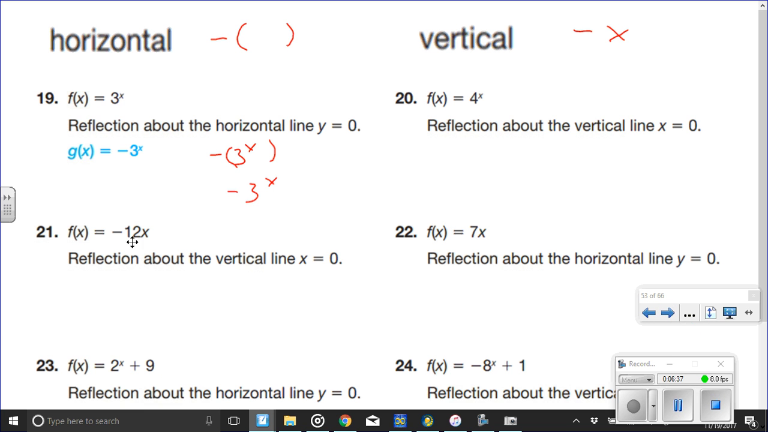Let's take a look at another example. On this one, we've got negative 12x, but the reflection is about the vertical line x equals 0, which is the y-axis. So to apply that, we will do a negative on just the x only. It's important to put it in parentheses because if you don't, it might look like subtraction. But keep in mind, we want to do a negative x times the negative 12. Since we have a negative times a negative, our final answer is just going to be positive, so we'll have a positive 12x.